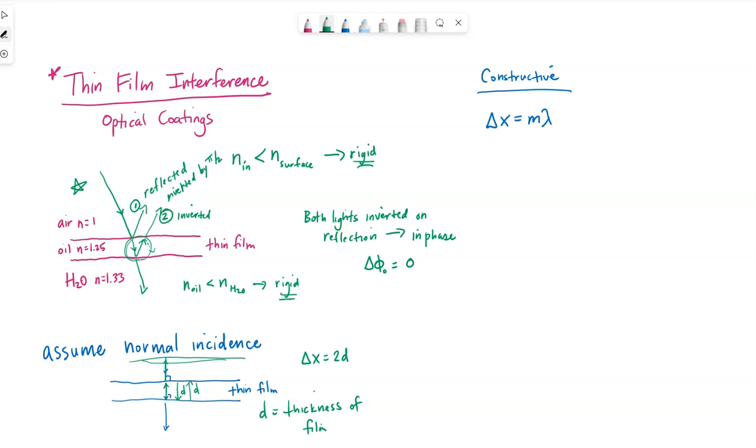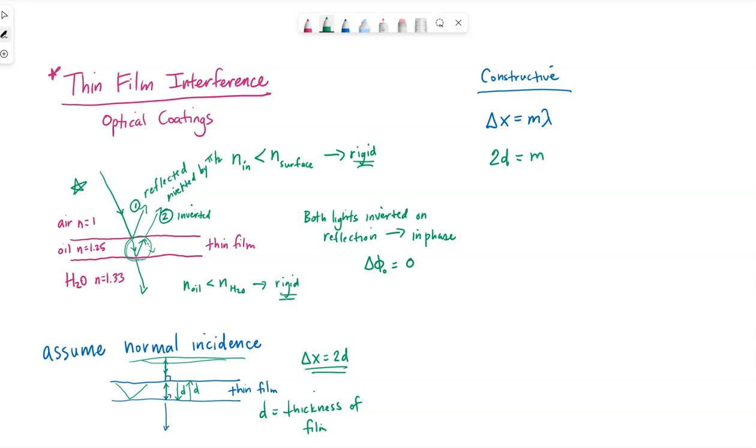If it's not at normal incidence, we would have to know what angle it hits at so that we could figure out how far that hypotenuse was. So we are assuming normal incidence, so looking straight down at the puddle, for example. So 2d is delta x. That's how much farther the second reflected light ray travels compared to the first.